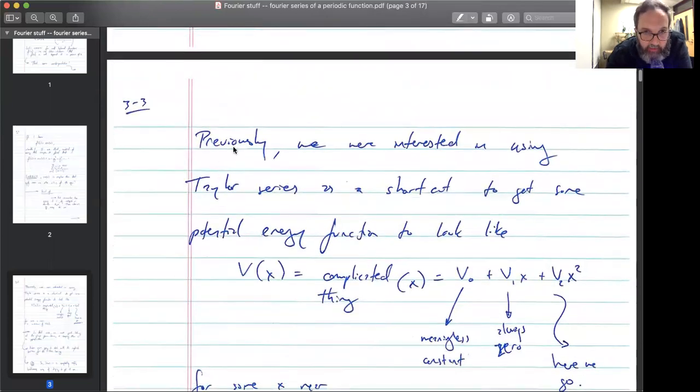All right, so previously, when we worked with power series, we were looking at Taylor series as a way to approximate.